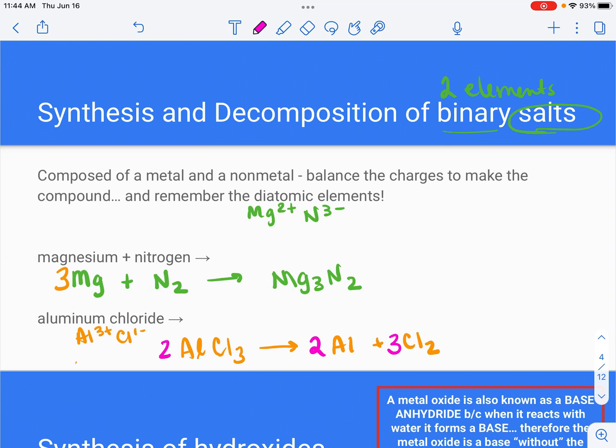If you do happen to have the decomposition of a binary molecular compound that's made of 2 nonmetals, then it will just separate. If you have 2 nonmetals that you are synthesizing together, hopefully you'll be given a clue about what the product is, because it's really hard to know what nonmetals will do to combine because they're not doing charges. You're not using charges to do it.